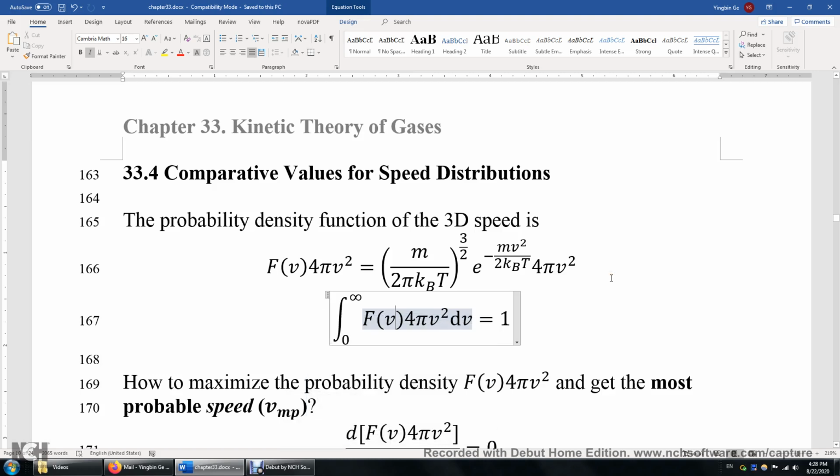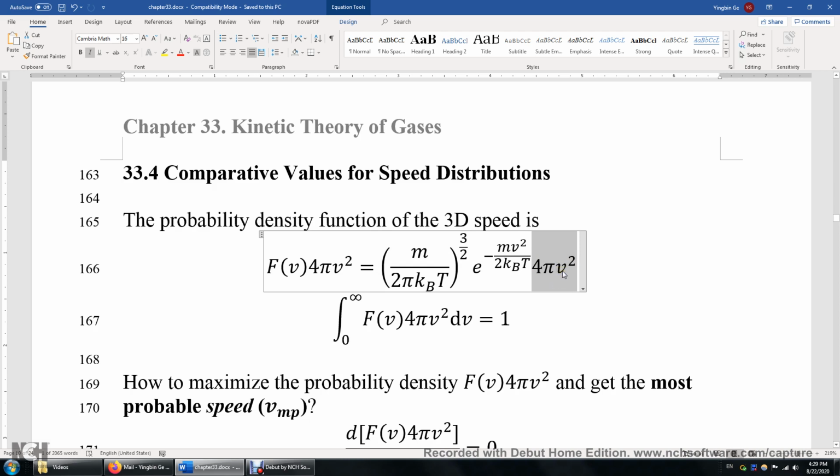Section 33.4, Comparative Values for Speed Distributions. The probability density function of the three-dimensional speed v is complicated. It's this. This part is the product of the probability density functions in the x, y, and z directions. And then you have 4πv². This is the surface area of a sphere with the radius v.